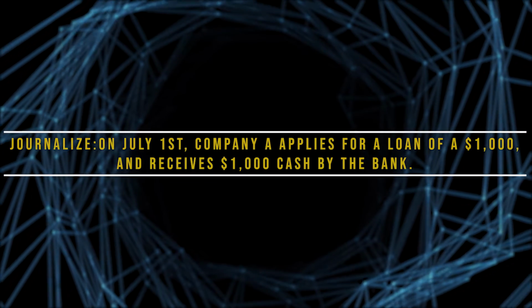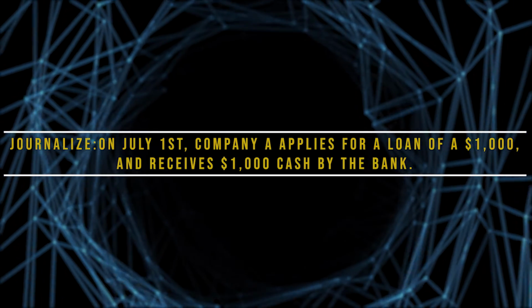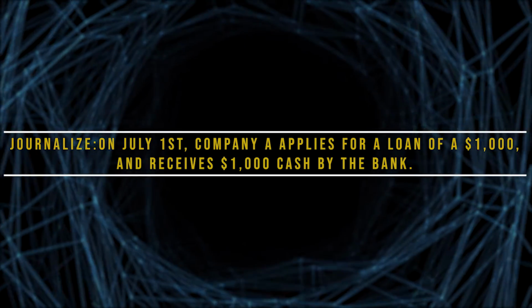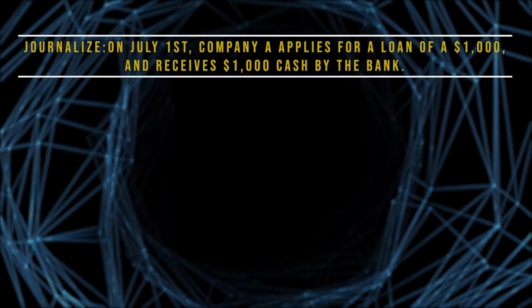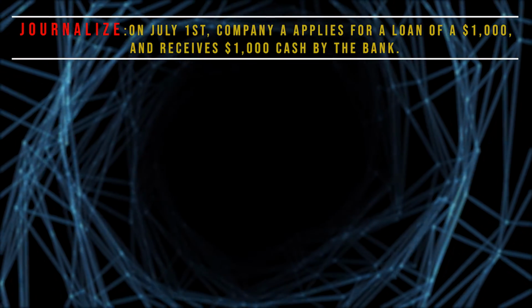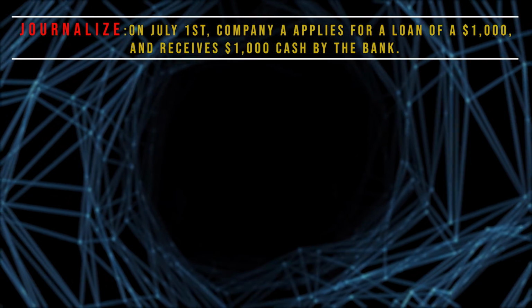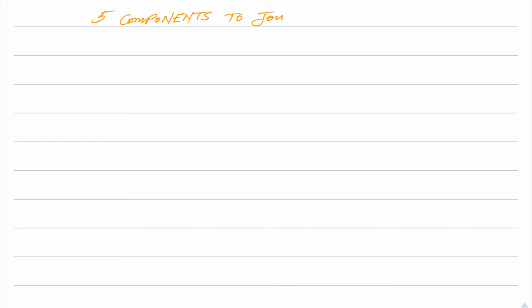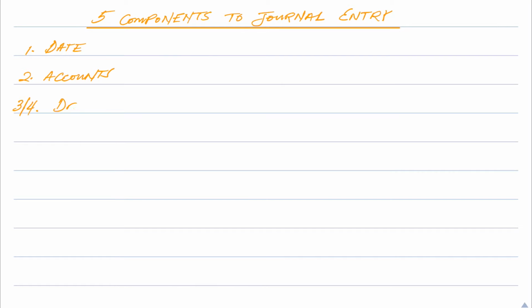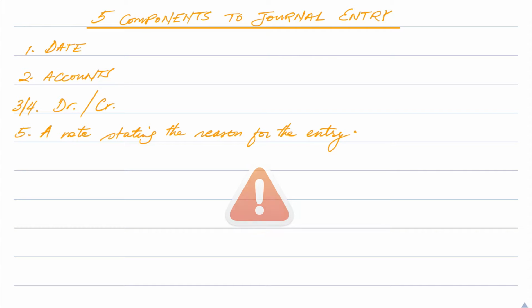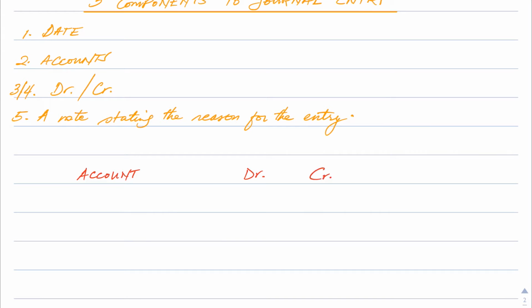Let's take a look at this example right here. On July 1st, Company A applies for a loan for $1,000 and receives $1,000 cash. Now, how would we record this accounting transaction? Or should I say, how do we journalize this accounting transaction? Now, I'm going to show you exactly how to write out a journal entry. When writing out a journal entry, there are actually 5 key important parts that you have to pay attention to: the date, the account in question, the debit and credit sections, and also a note describing exactly why you entered that journal entry. So these are the 5 components of a journal entry that you have to pay attention to whenever creating one.